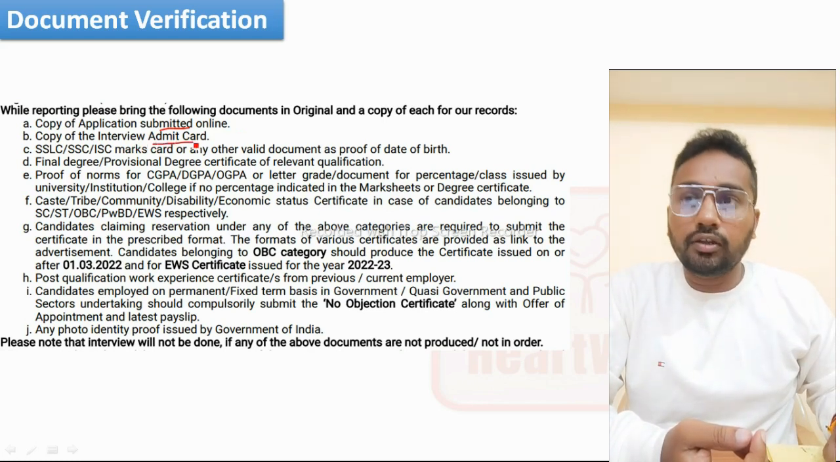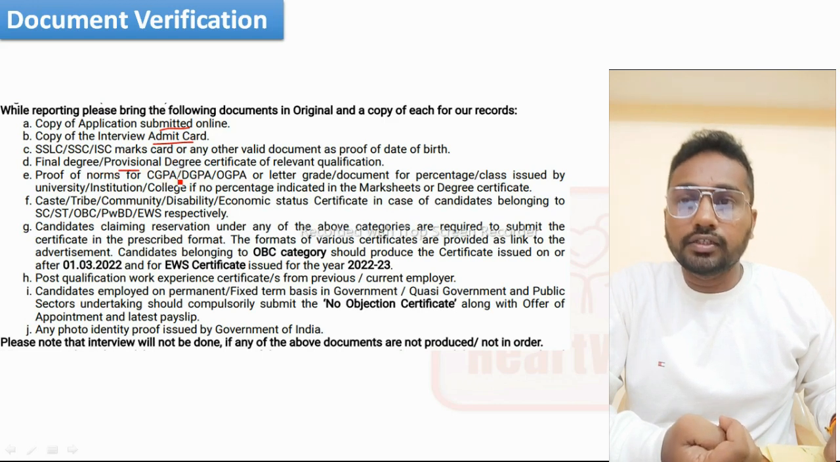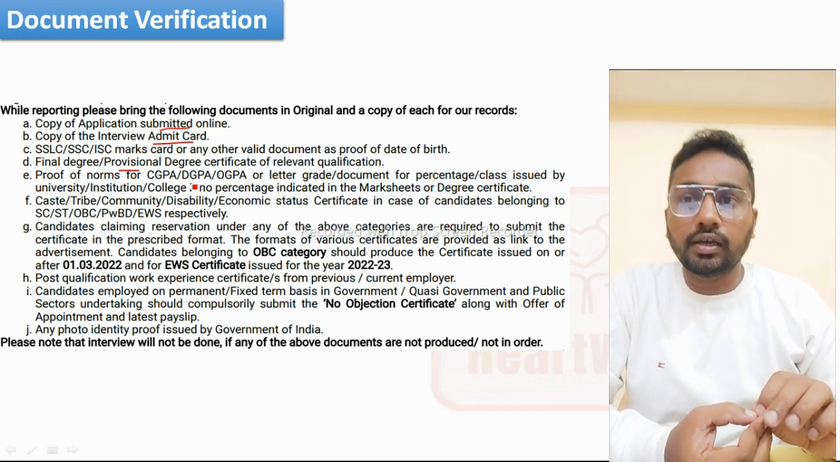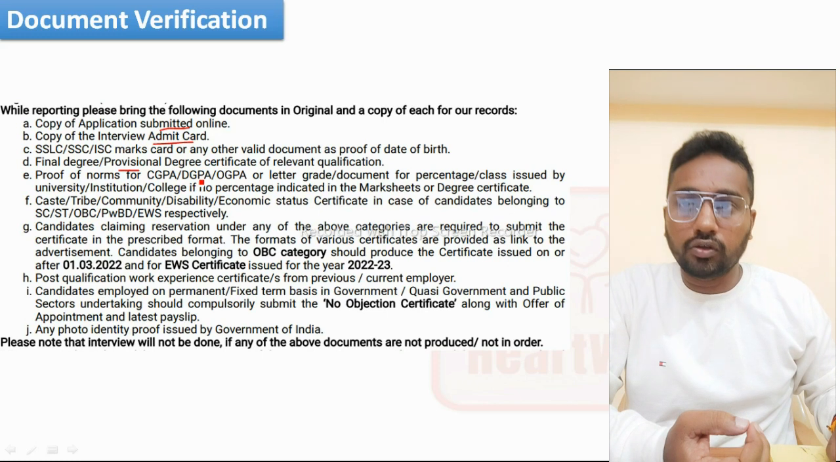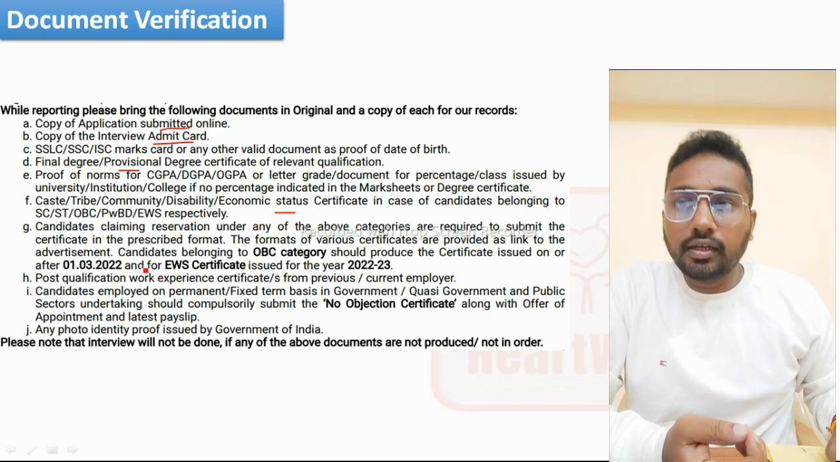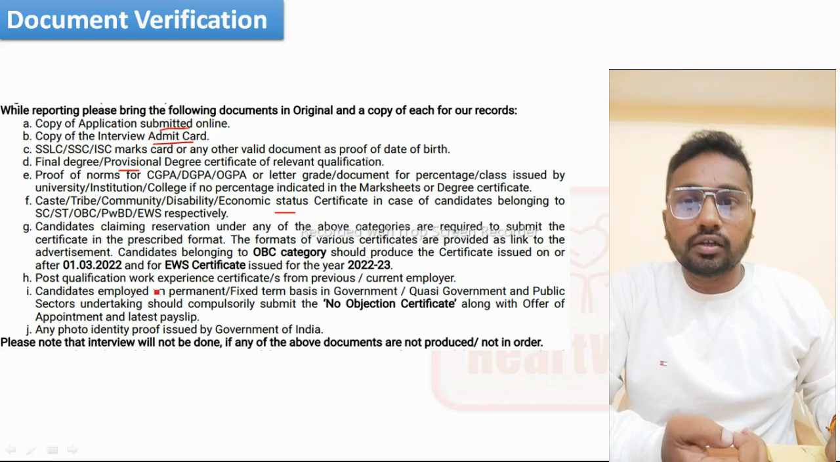And this admit card you have to carry, and your SSLC certificate, your 10th mark sheet, your 12th mark sheet and certificate, your provisional certificate or degree certificate, and the CGPA to percentage calculation certificate. One certificate is there in your college where it's mentioned how the percentage is calculated from CGPA, that you have to carry. And suppose you belong to any caste, then you have to carry a caste certificate. Then work experience, your work experience certificate is required.